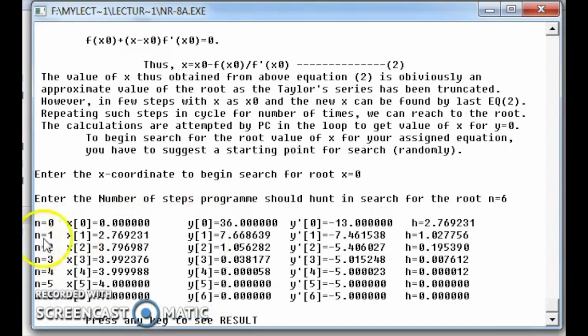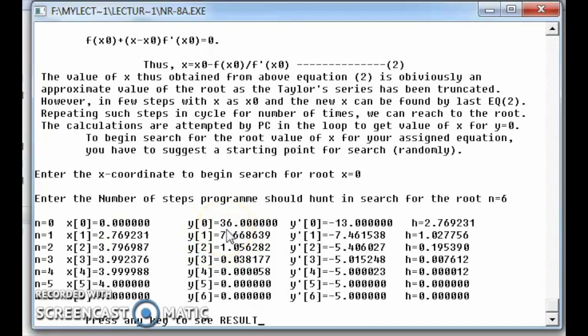Here you can see for n equal to 0, we have started with 0, that is x0 step was starting point 0. The respective y calculation from the polynomial was 36, y dash is minus 13, and h, which is y upon y dash, is 2.76. Next time it will add it, and this appears as x1 and so on. So we go on making calculation. So y is approaching 0 in steps.